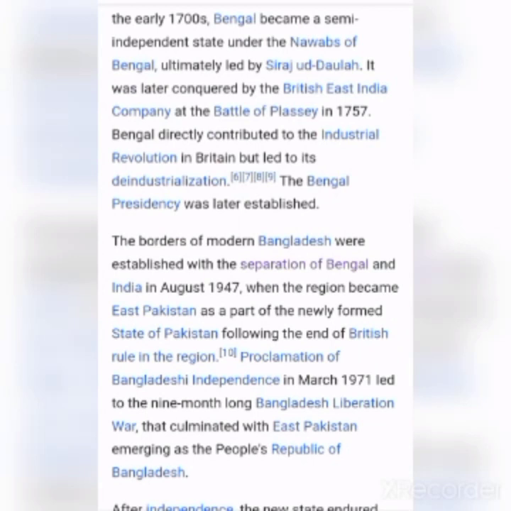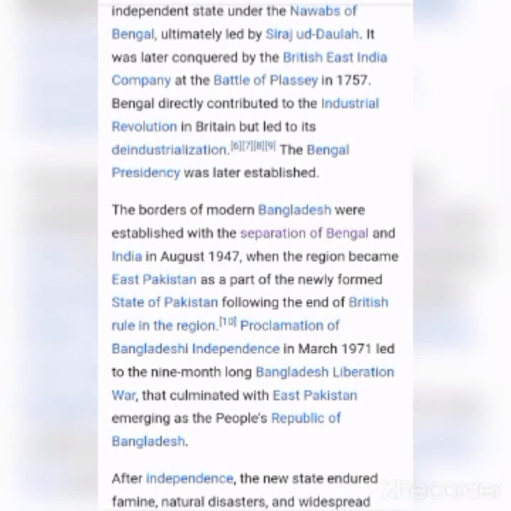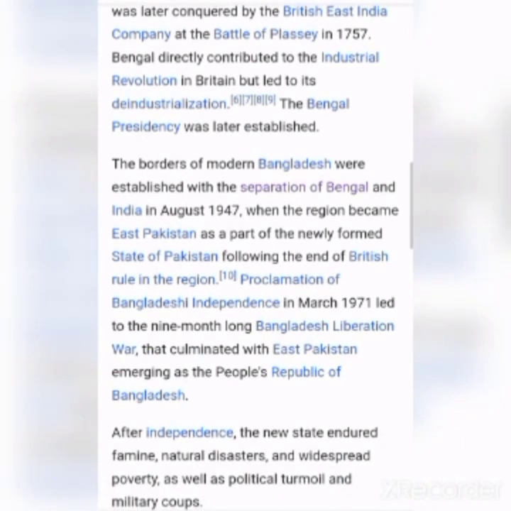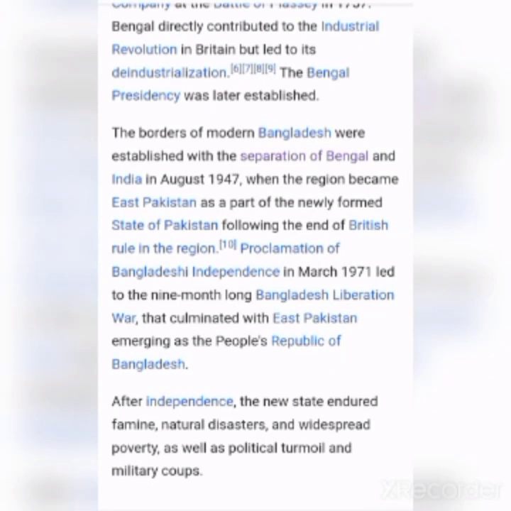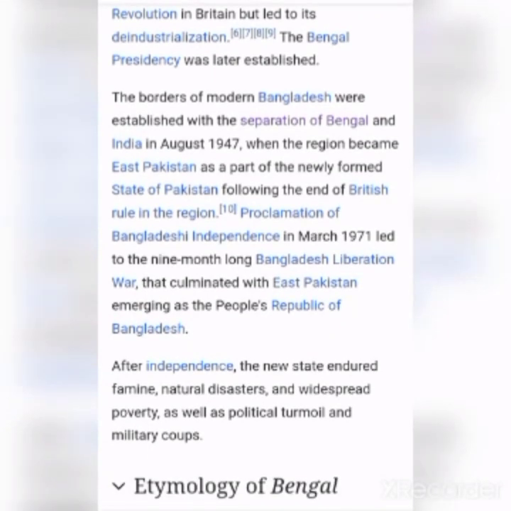The borders of modern Bangladesh were established with the partition of Bengal and India in August 1947, when the region became East Pakistan, a part of the newly formed state of Pakistan following the end of British rule in the region. Proclamation of Bangladeshi independence in March 1971 led to the 9-month-long Bangladesh Liberation War that culminated with East Pakistan emerging as the People's Republic of Bangladesh.